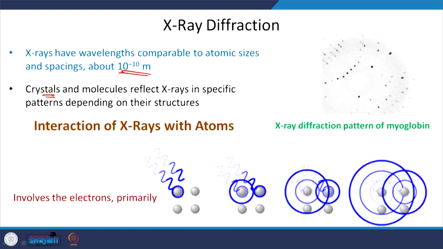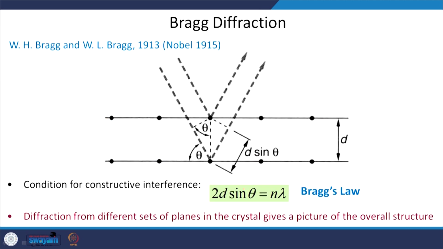So, it is basically the involvement of electrons when you consider the interaction of X-rays with atoms. What happens is actually Bragg diffraction. It was first studied by W.H. Bragg and W.L. Bragg, and they got a Nobel Prize in 1915.